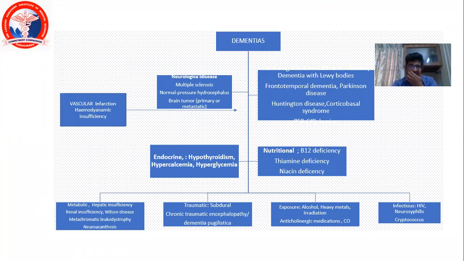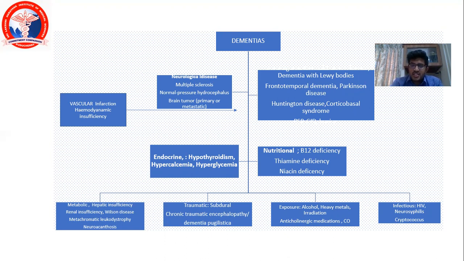So this slide shows the basic classification of dementia. It is classified under various headings, as you can see: degenerative type, neurological diseases, vascular diseases, endocrine, nutritional. Basically, according to their causative factors, it is differentiated. Among degenerative diseases, Alzheimer's disease is the most common, and dementia with Lewy bodies, frontotemporal dementia, Parkinson's disease, Huntington's, corticobasal syndrome are a few examples.